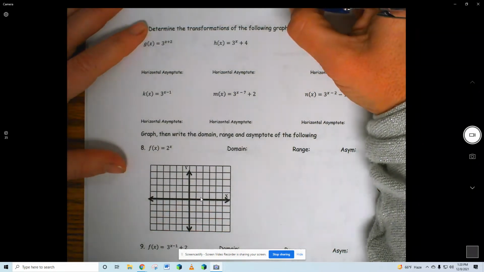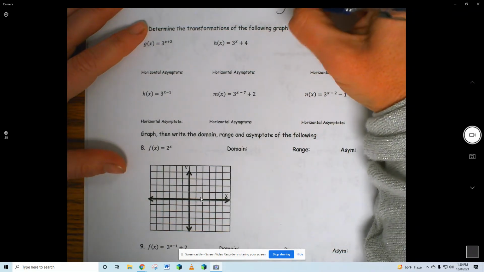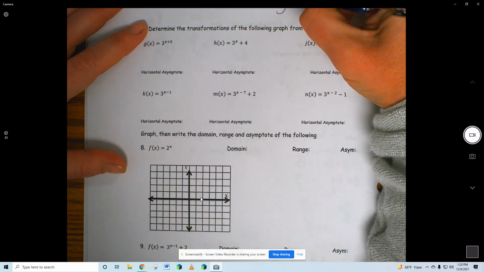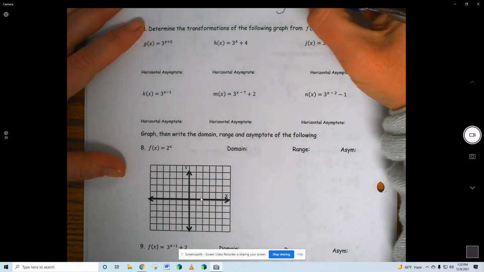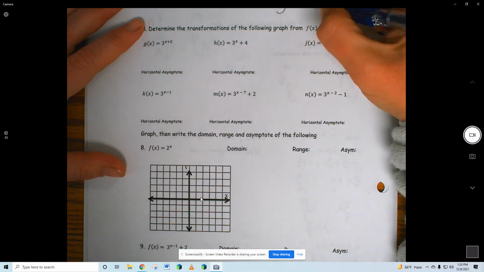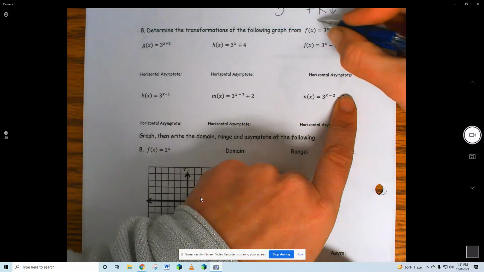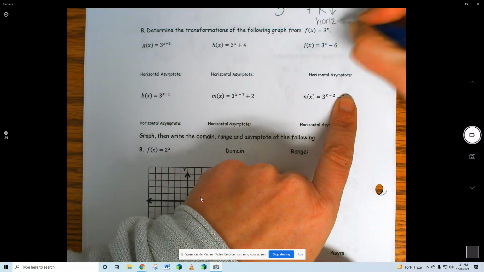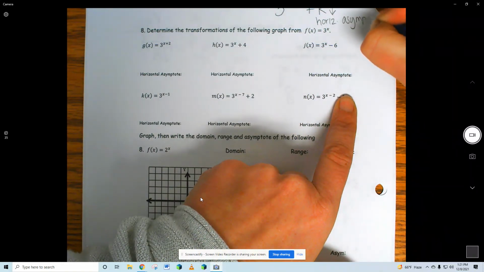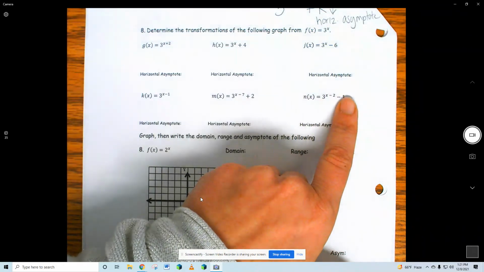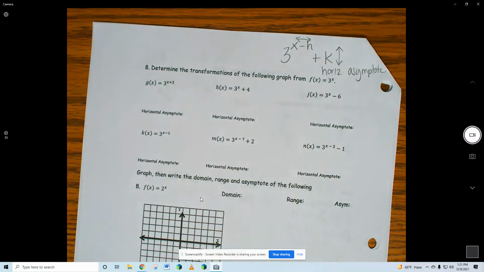If I have a number after the x, that's going to move me left or right. If I have a number at the very end, that's going to move me up or down, and that's also called the horizontal asymptote. Sorry, you couldn't see that. So 3 to the x is just a normal graph. But once I start adding things to it, an h maybe or a k, it moves it.